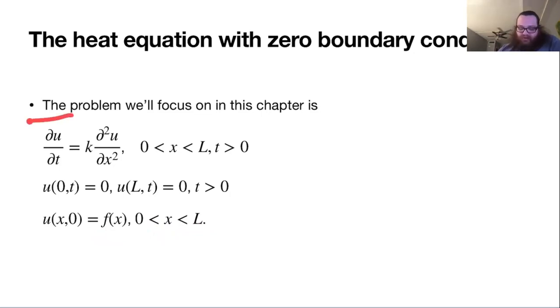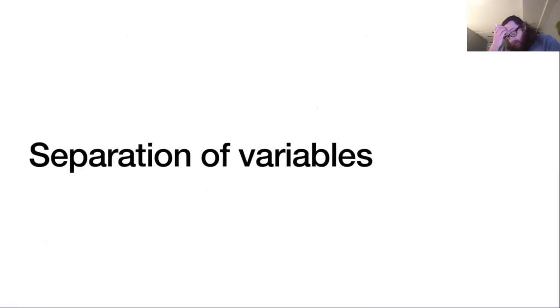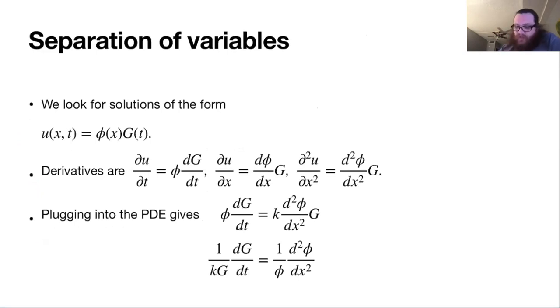But anyway, this is the problem that we're focusing on: the heat equation, zero boundary conditions, and this is our initial condition. So let's get started with why we're actually here. The technique that we'll be developing in this video is called separation of variables. So what does this technique entail? As the name implies, we want to separate the variables.